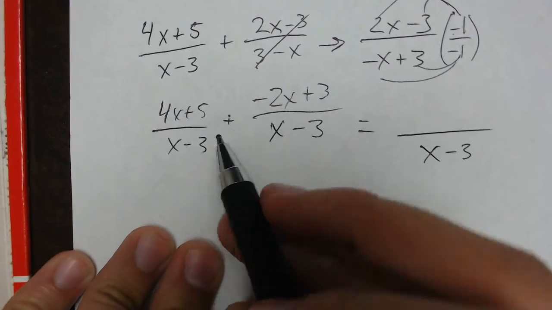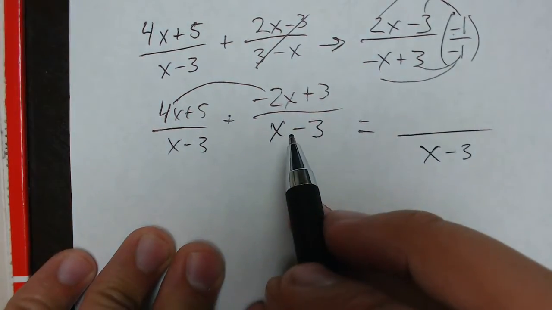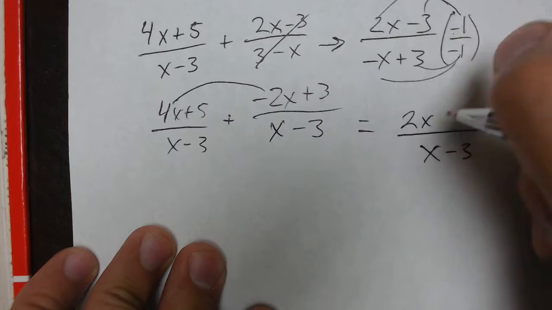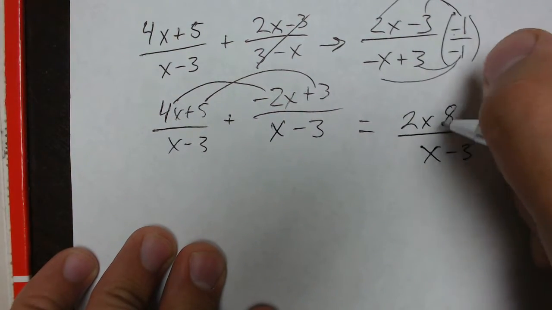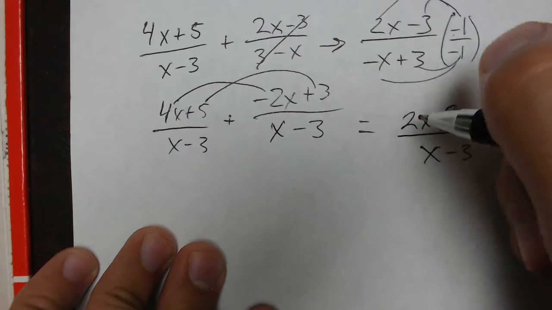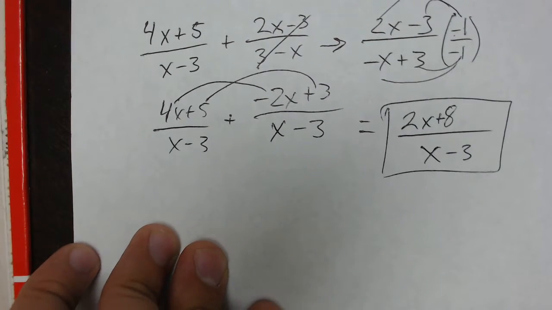And then I'm going to combine like terms. So 4x plus negative 2x is just going to give me 2x. And then 5 plus 3 is going to give me plus 8. And that's my answer right there: 2x plus 8 over x minus 3.